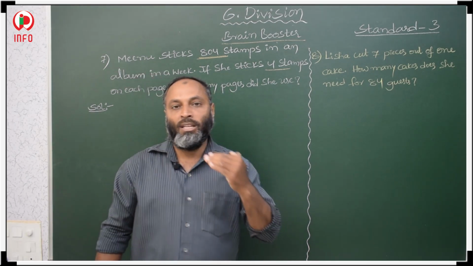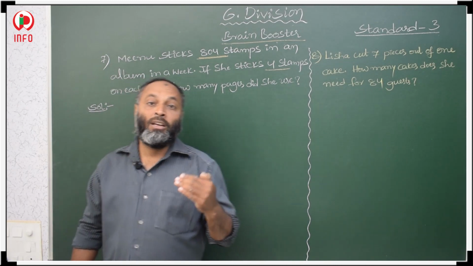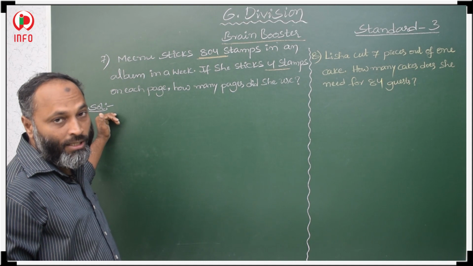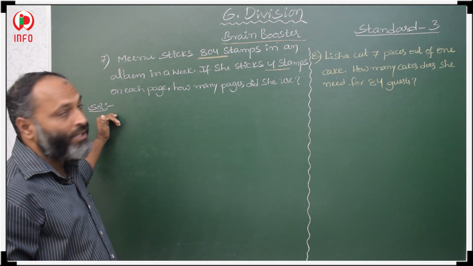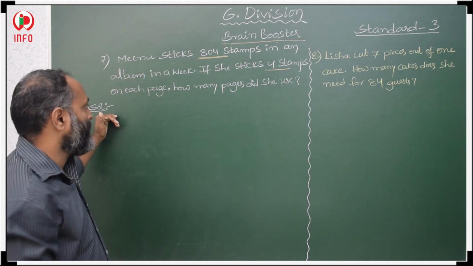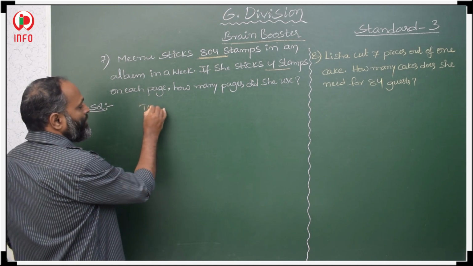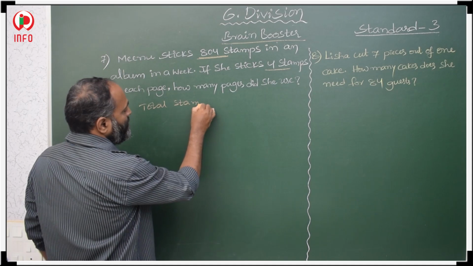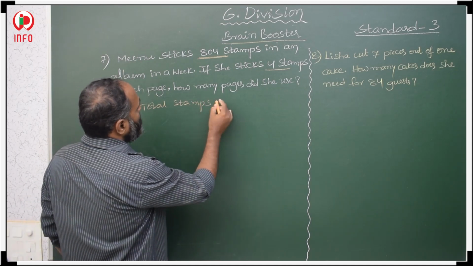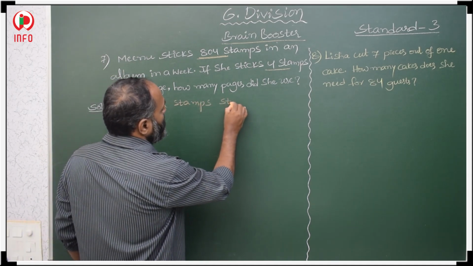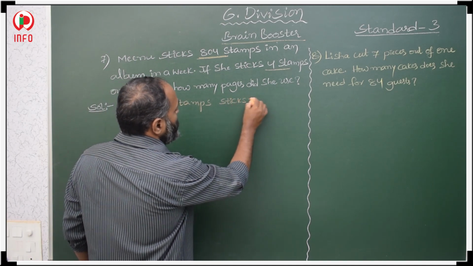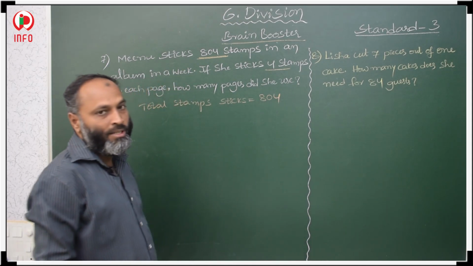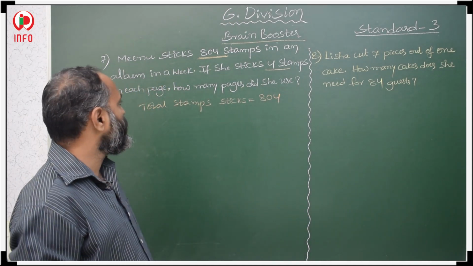Then after the procedure, the simplification, and after that the conclusion steps. These steps were there in your word problems. First solution. In that solution, first you have to write the steps. Total how many stamps were there? Total stamps stuck is equal to 804 stamps. This many stamps she sticks.